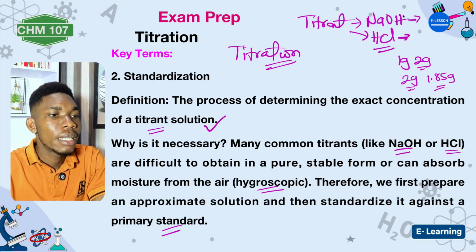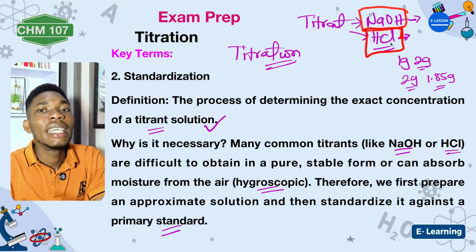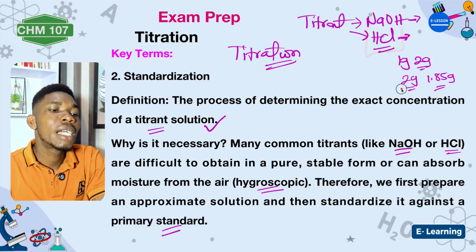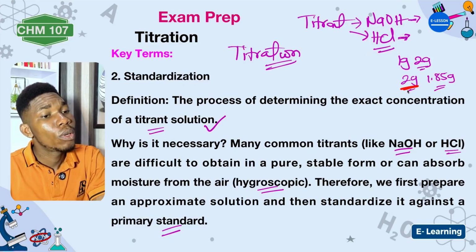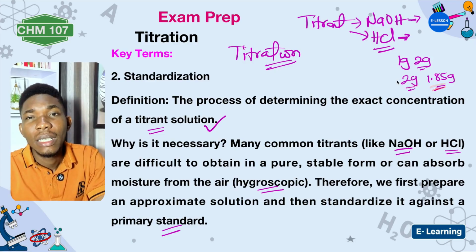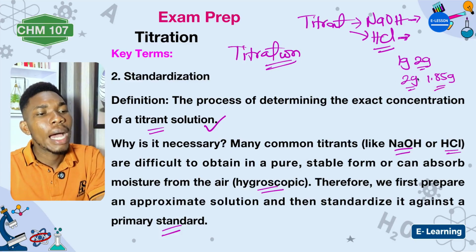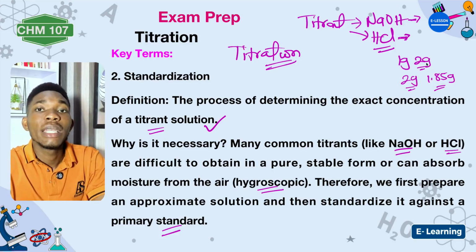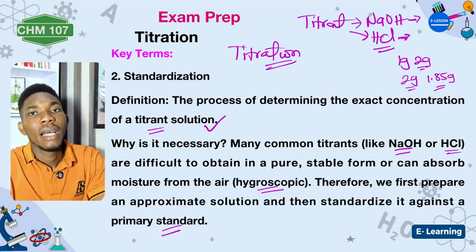Now, what we are trying to tell you is that most times it is difficult for you to obtain this sodium hydroxide and this HCl in their pure form. In your mind, you measure 2 gram, but there is actually 1.85 gram inside. Why? Because of small impurities. So if you measure 2 gram and what is really there is 1.85 gram, it means you don't know the exact amount in the first place. Are you getting it now?